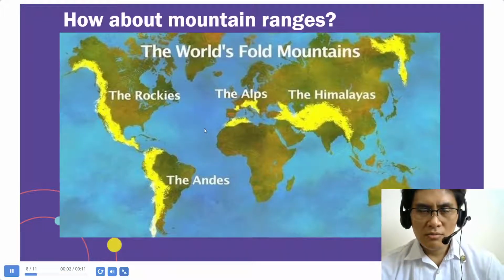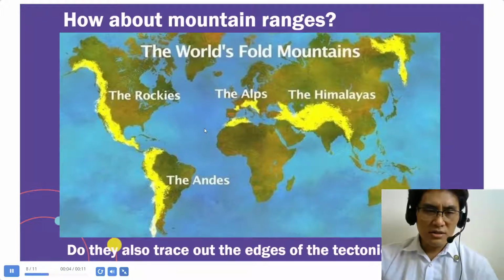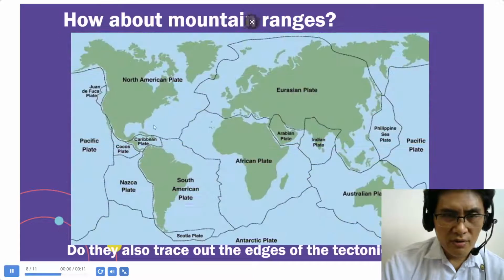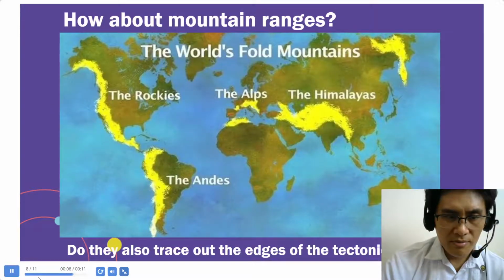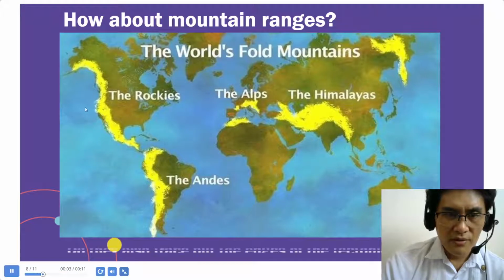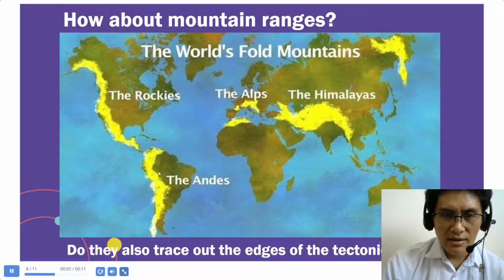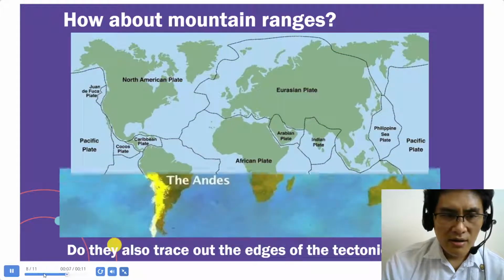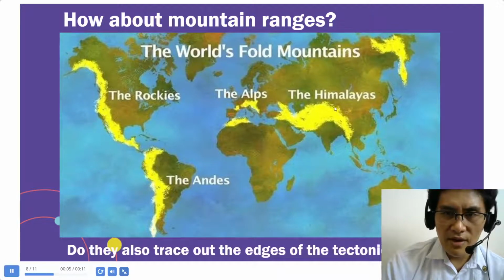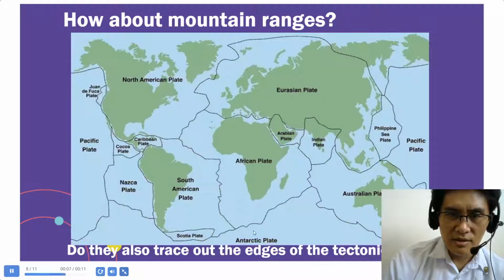Now, the third one is about mountain ranges. Where are the mountain ranges? So we have the Rockies here. Let me play that back. You have the Rockies in North America, and the Andes in South America, and then you have the Alps somewhere here, and then the Himalayas, and then a mountain range right there.